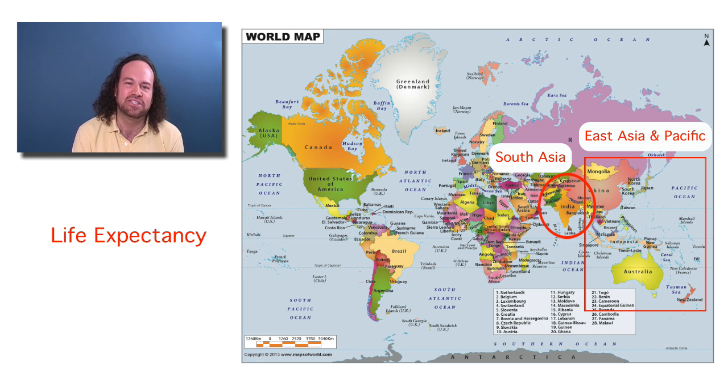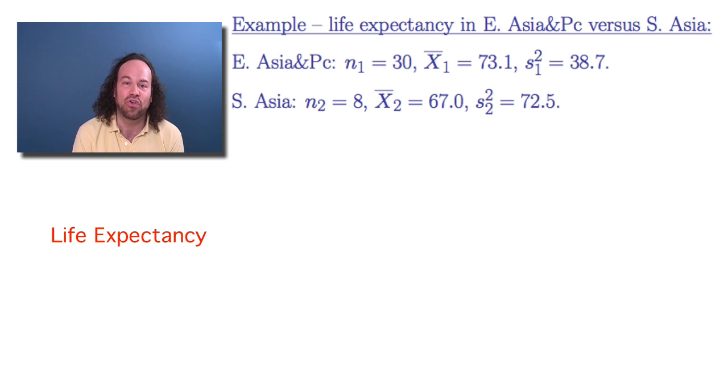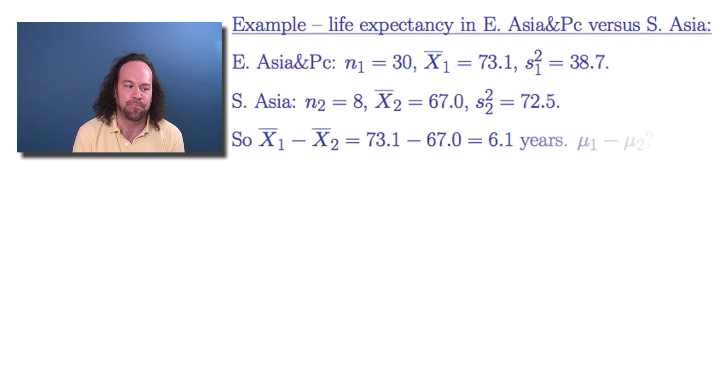Well, in this case, we can start by remembering the facts and figures. So East Asia and the Pacific had 30 countries. Their mean life expectancy was 73.1 years with their sample variance. And South Asia had just 8 countries. Their sample mean life expectancy was 67.0 years with their own sample variance. So that means the difference in the sample means is equal to 6.1 years. And again, we can ask, what does that tell us about the difference in the true means?